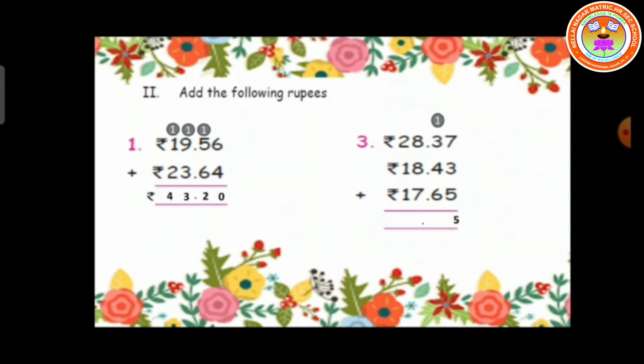7 plus 3 is 10. 10 plus 5 is 15. So 5 in the down, 1 in the carryover. 3 plus 1 is 4. 4 plus 4 is 8. 8 plus 6 is 14. So 4 in the down and 1 in the carryover. 8 plus 1, 9. 9 plus 8 is 17. 17 plus 7 is 24. 4 in the down, 2 in the carryover. 2 plus 2 is 4. 4 plus 1 is 5. 5 plus 1 is 6. So the answer is 64 rupees 45 paise. Is it clear, students? Yes.